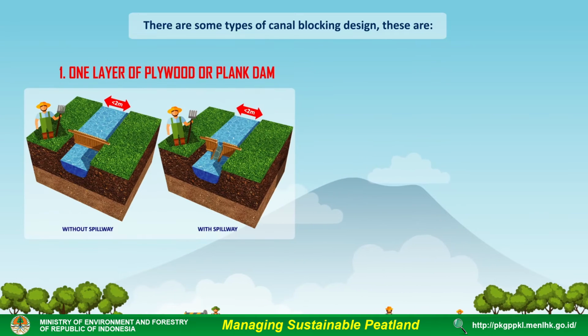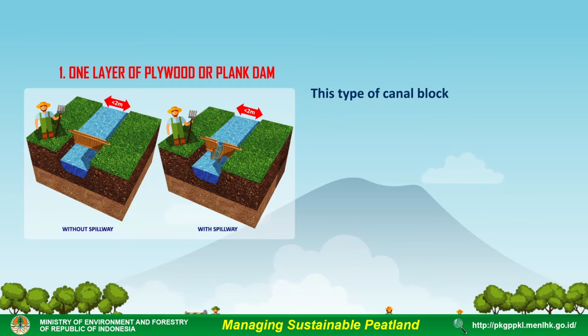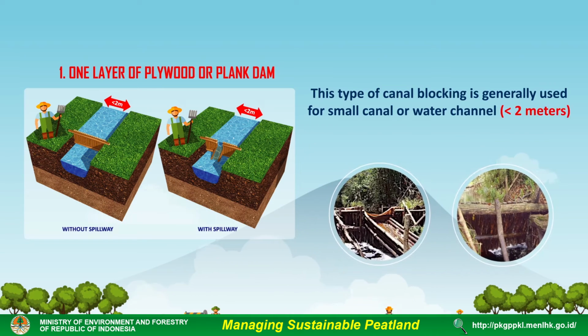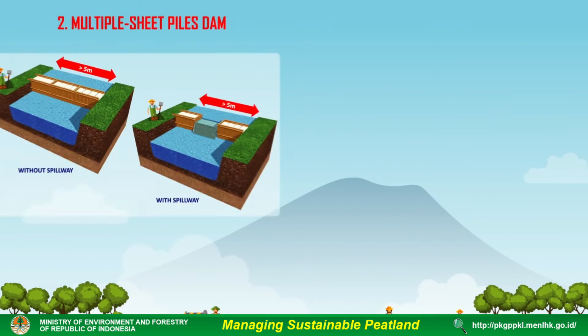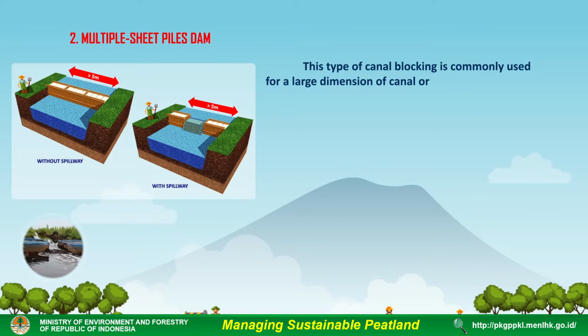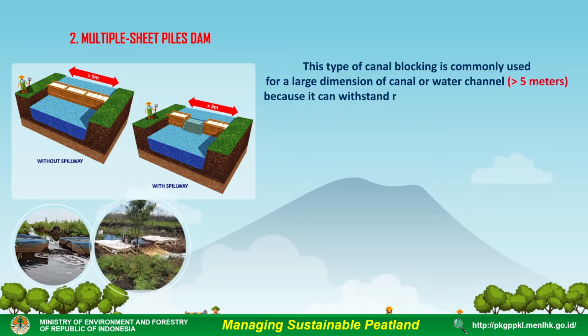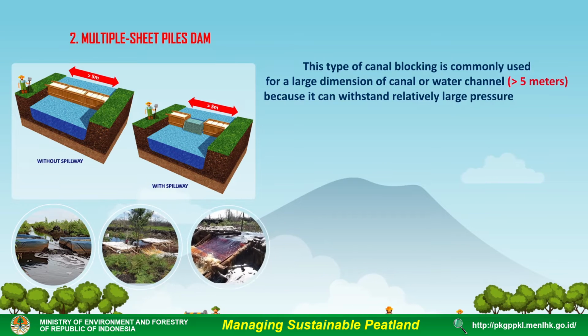These are one layer of plywood or a plank dam. This type of canal blocking is generally used for small canal or water channel less than 2 meters with a relatively small debit of water flow. Multiple sheet piles dam. This type of canal blocking is commonly used for a large dimension of canal or water channel more than 5 meters because it can withstand relatively large pressure of water, constructed with vertical lines.